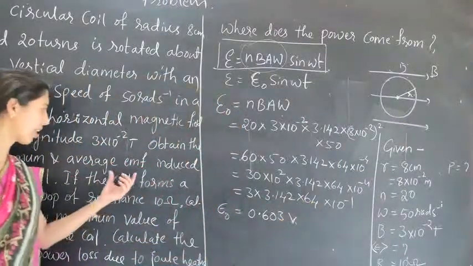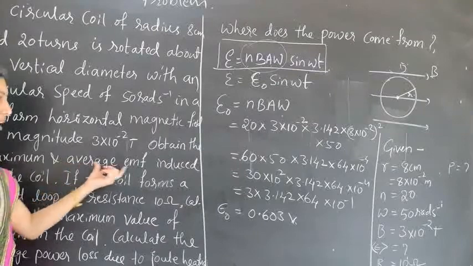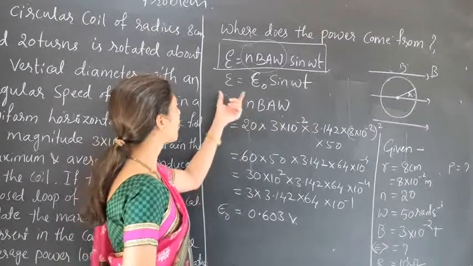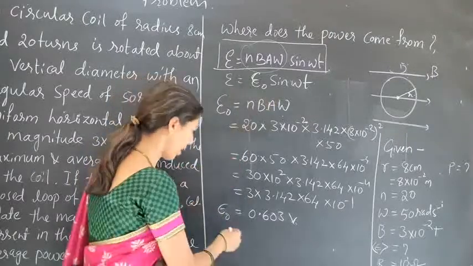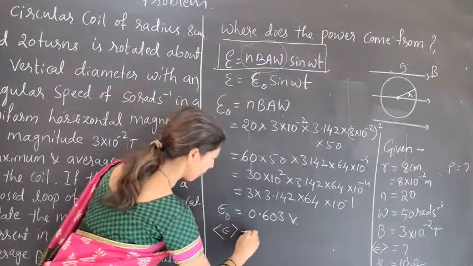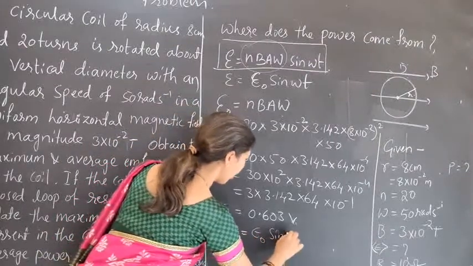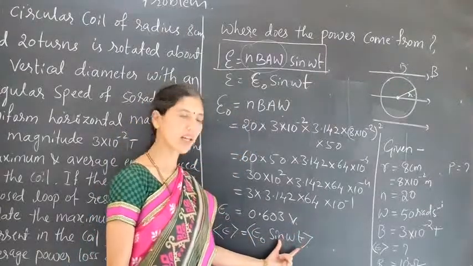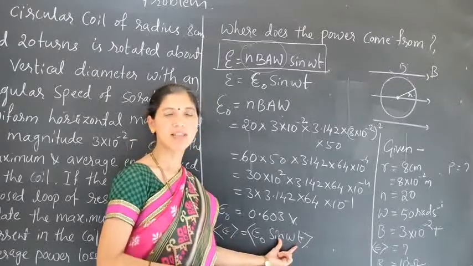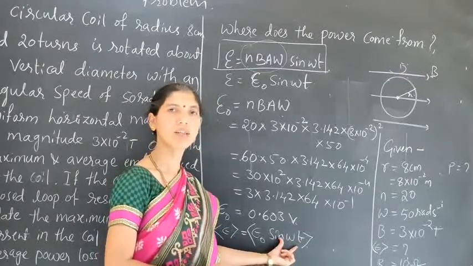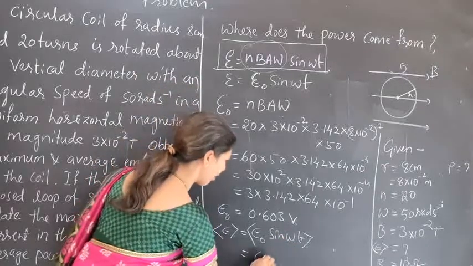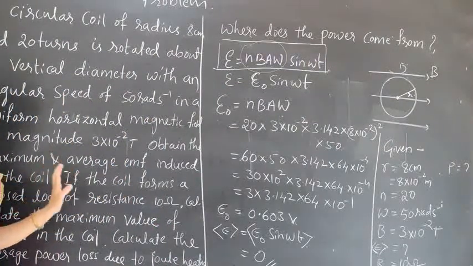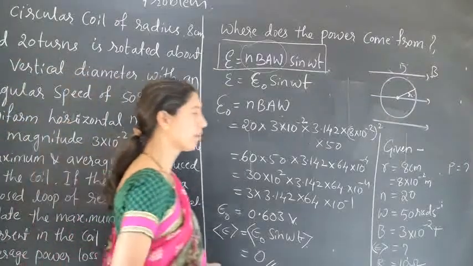Now what have they asked? They have asked to obtain the maximum and average EMF. So E is equal to E naught sin omega t. You always know that the average value of sin omega t, whether it is sin omega t or cos omega t, is 0. Therefore the total value is 0. The average value of EMF induced in the coil is 0. Okay, so this is the first part.